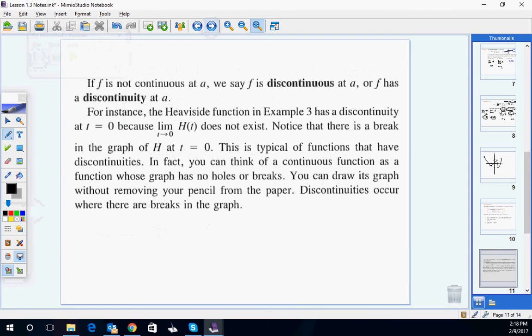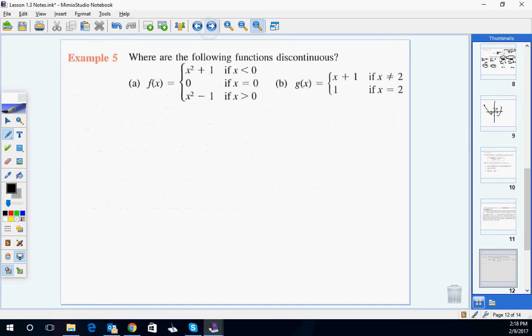Okay, this is more on discontinuity, which is kind of just going over it further. It's in your book. Probably need to put that page there. But go ahead and try this one here. So try example 5. Just do part A. We'll do part B together if you'd like, but go ahead and try part A.